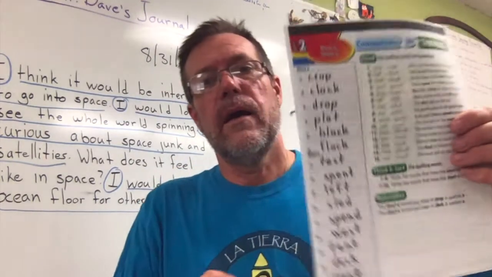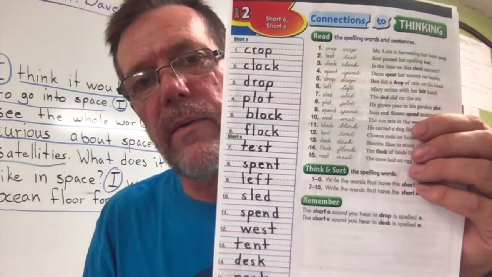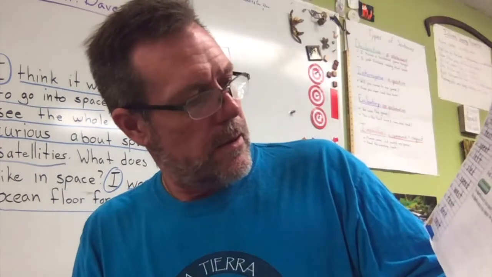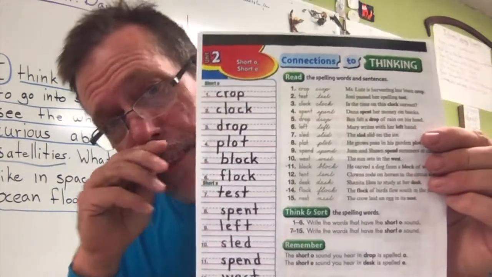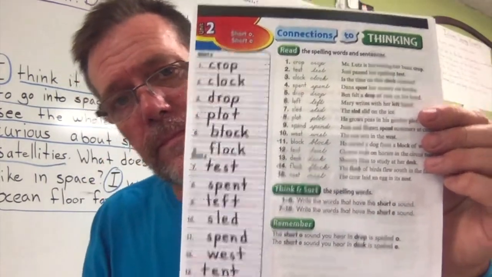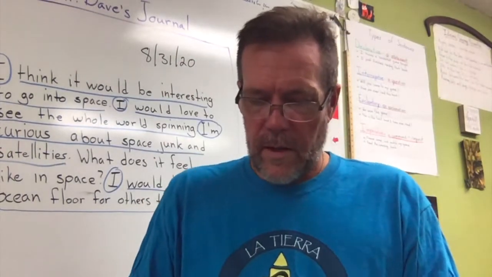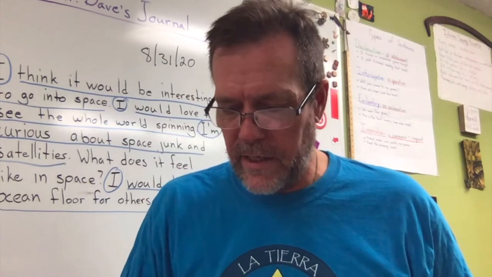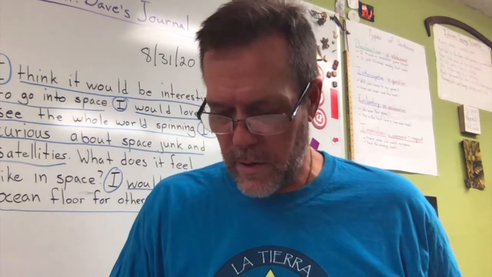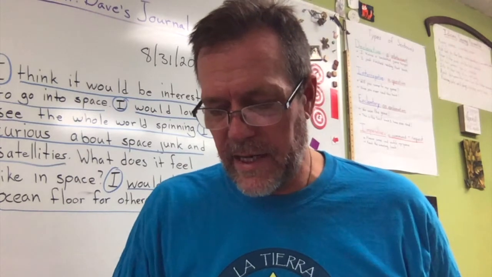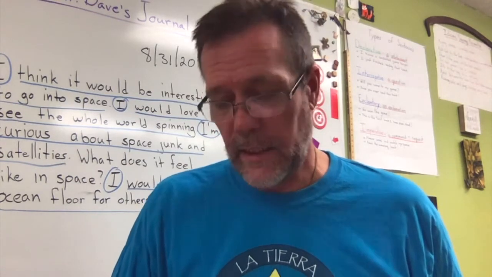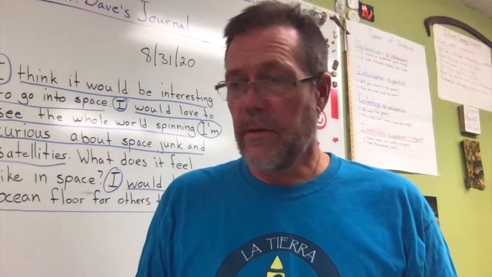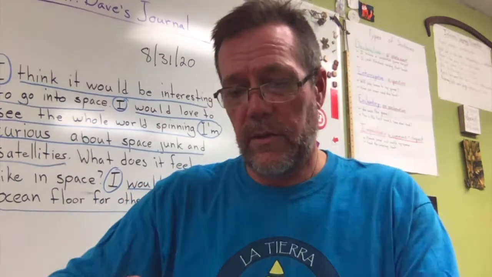And your paper should look something like that when you're done. I'm writing in marker so you can really clearly see it, but you're probably writing in pencil. And down at the bottom of the page it says, remember, the short O sound you hear in drop is spelled O. The short E sound you hear in desk is spelled E. Spelled, not spelt. That is all of our spelling for the first day, kiddos. It should be pretty easy.